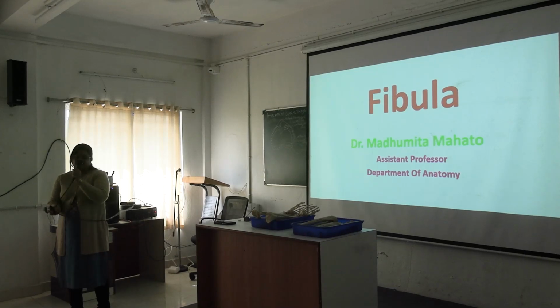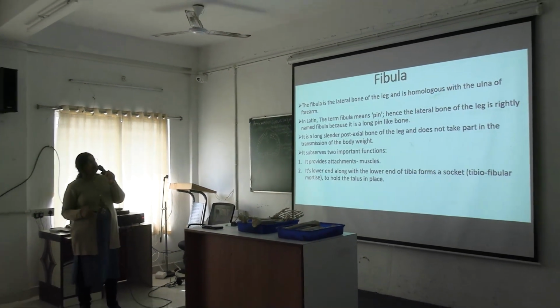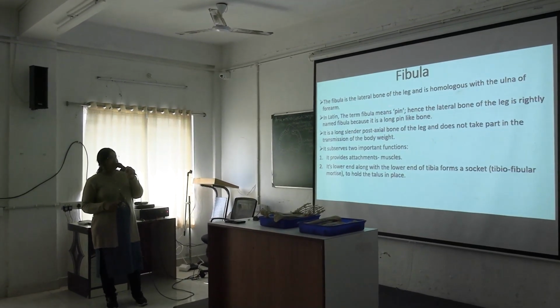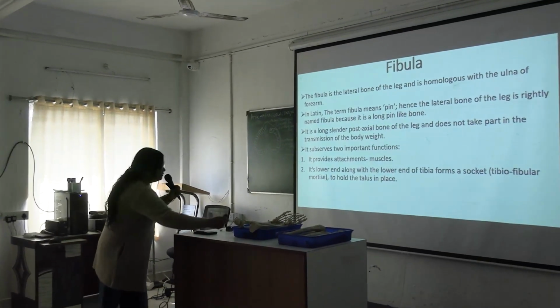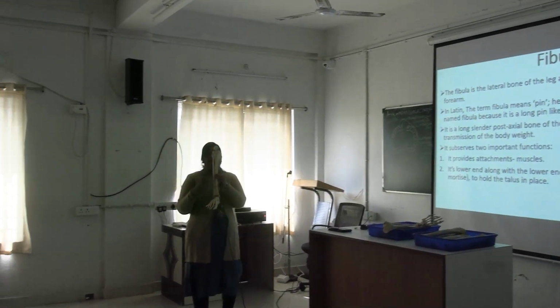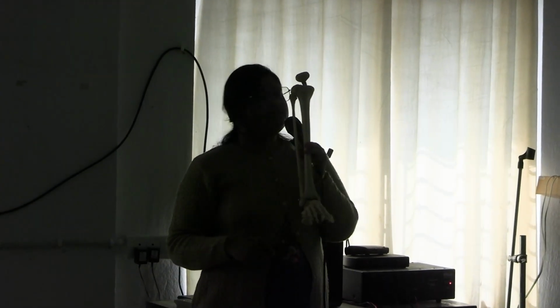So today we will discuss the fibula. Okay. So the fibula is the lateral bone of the leg and it is homologous with the ulna of the forearm. You can see here in this articulated leg, this is the fibula. Okay. So it is homologous with the ulna of the forearm.